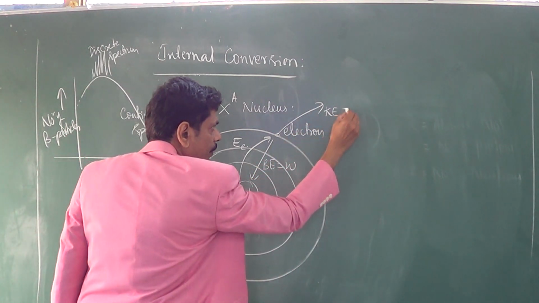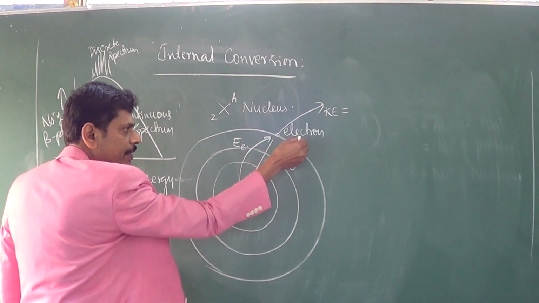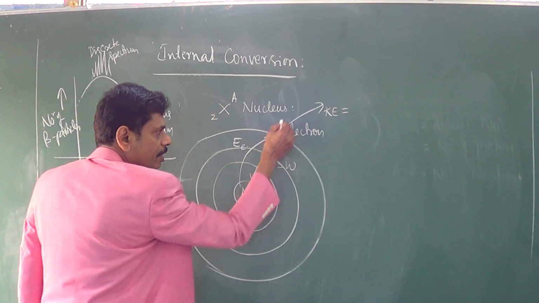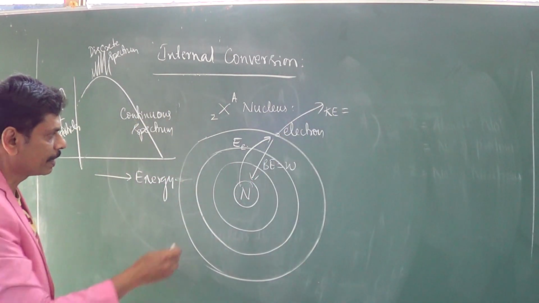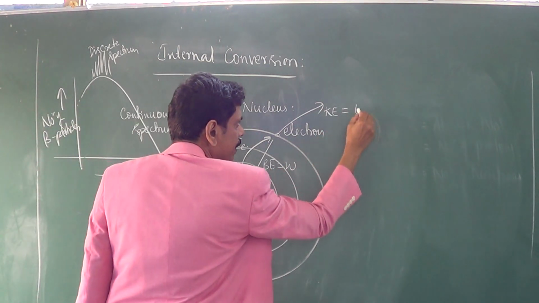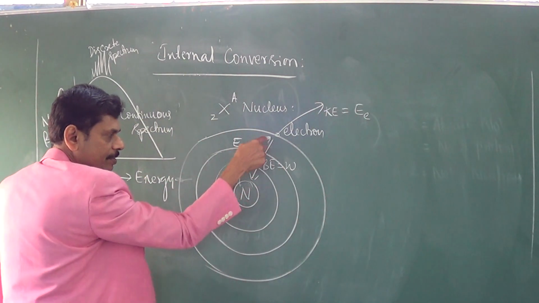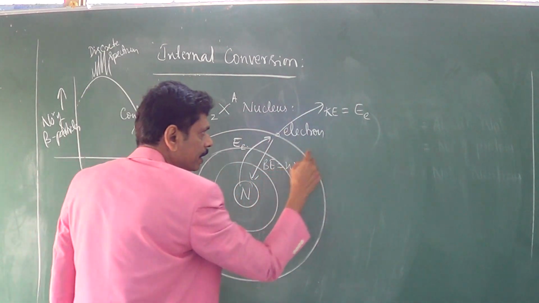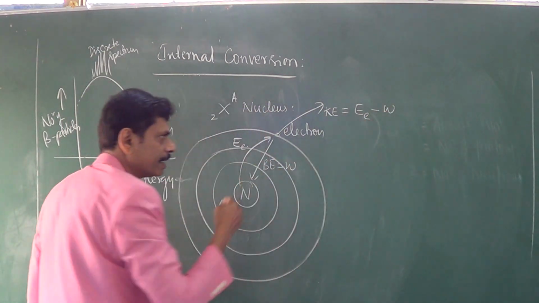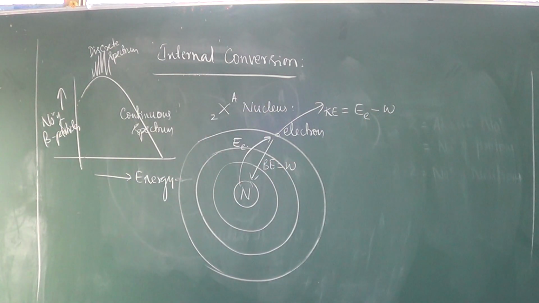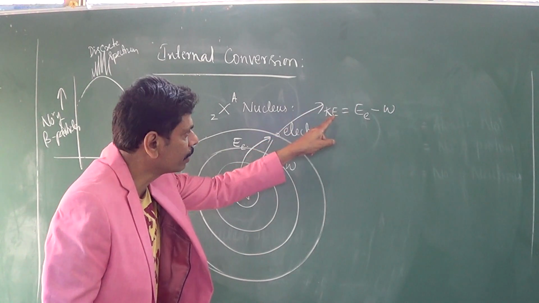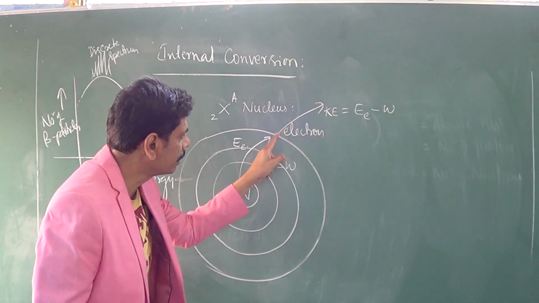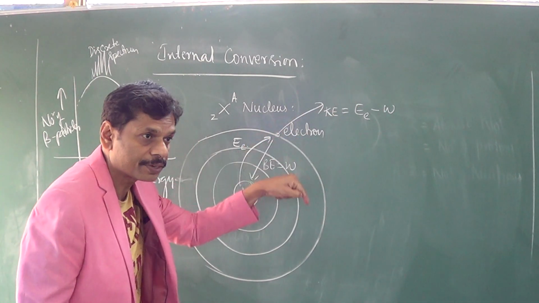The electron comes out of the orbit with an energy called the kinetic energy. The kinetic energy is given by EE, the available energy given to the electron, minus W, the binding energy. Now, once the electron comes out with a kinetic energy, it has a particular energy level.